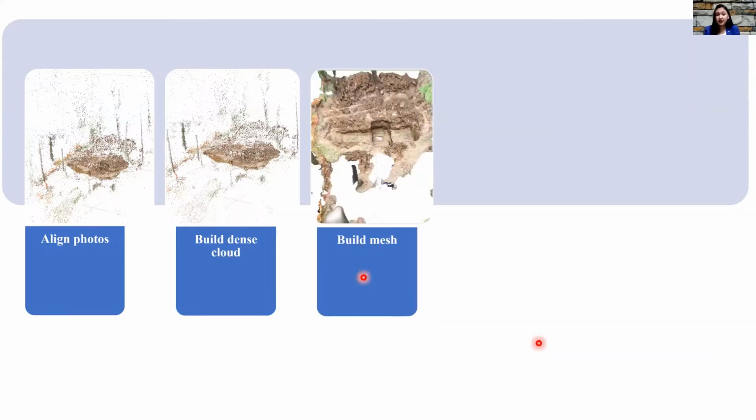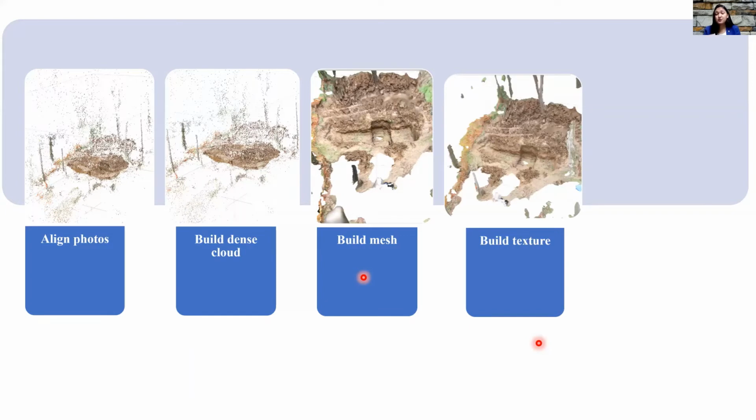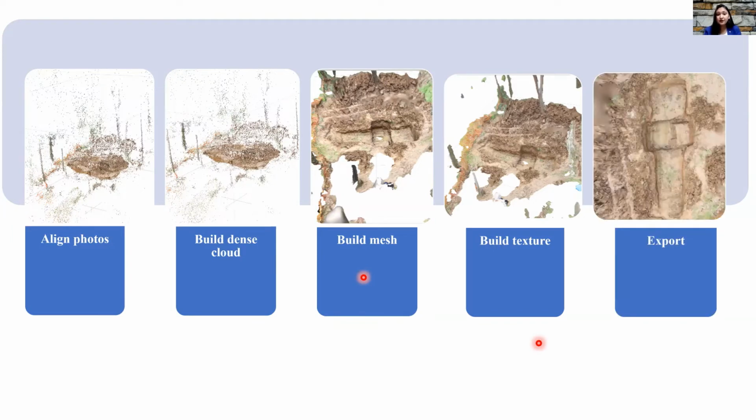A mesh is built. Finally, the texture is given, which makes it more realistic and gives us better, well-defined corners and edges. And finally, the model looked something like this. So we came from this step to this step.